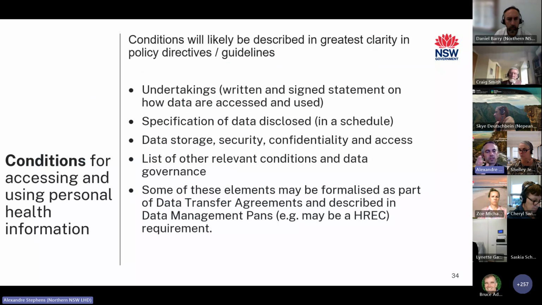Just very briefly, once you've navigated through the permissions of being able to access and use data and then the authority to disclose, the disclosure of the data and then accessing is typically accompanied by a number of conditions, right? And these conditions may involve undertakings, specification of precisely the data that is disclosed. It might cover off on elements such as data storage, security, confidentiality, access, maybe other relevant conditions and data governance clauses. And occasionally, these conditions might be formalized in a data transfer agreement or potentially in a data management plan.